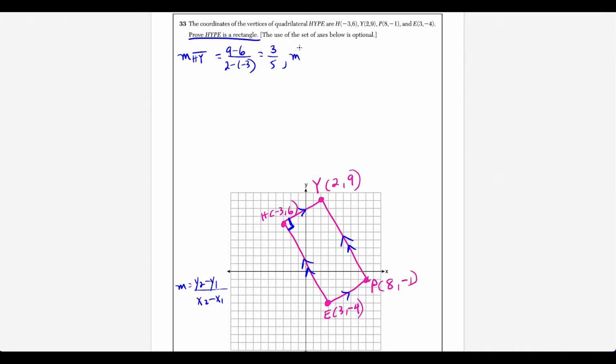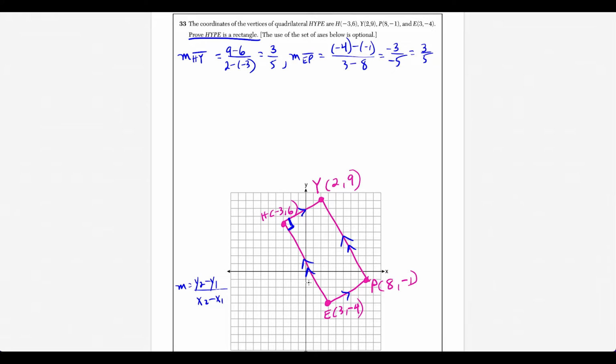So now here I have the slope of PE, or I could say EP, either way. So the slope of segment EP equals, let's say we do -4 minus -1, and then we're going to divide by 3 minus 8. So -4 minus -1 becomes -4 plus 1. So we have -3 over -5, and this is going to simplify to 3/5. So right away, I'm noticing that these slopes match. So these two lines are parallel. And now I'm going to do the next round.